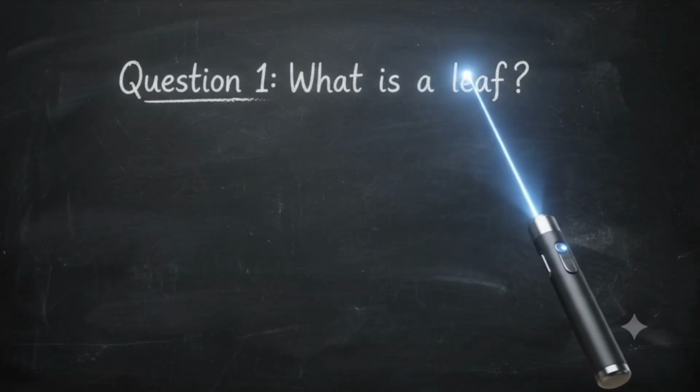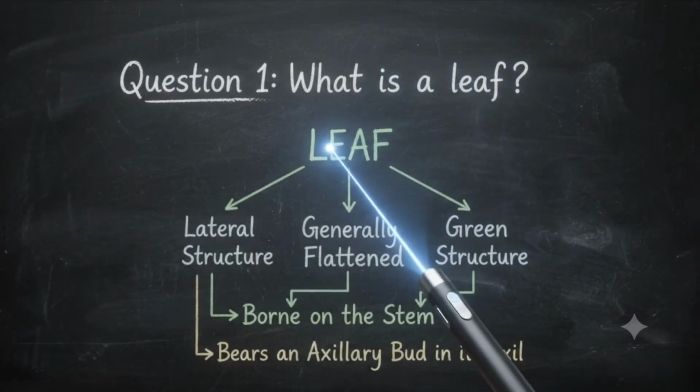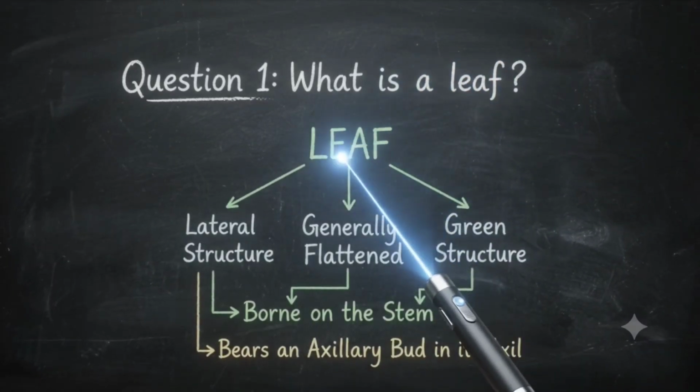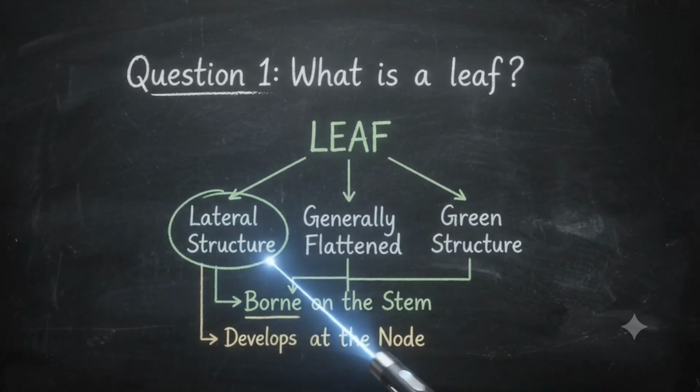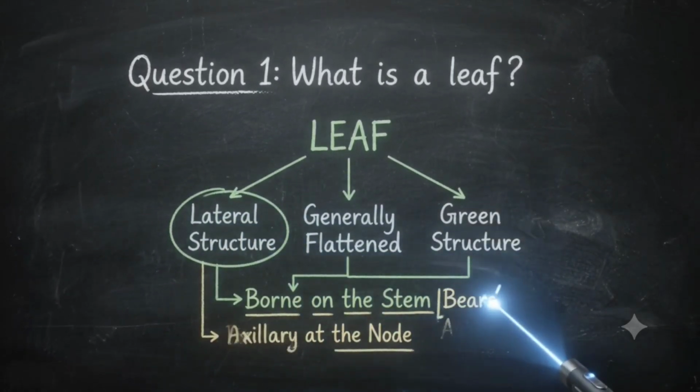First question. What is a leaf? Ma'am, a leaf is a lateral, generally flattened green structure borne on the stem. It develops at the node and bears an axillary bud in its axil.